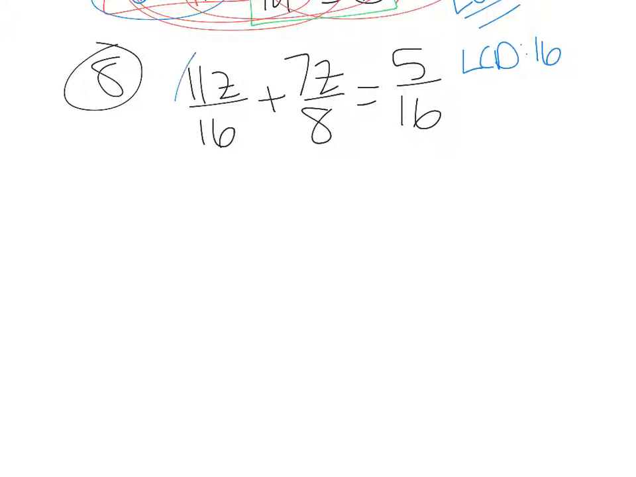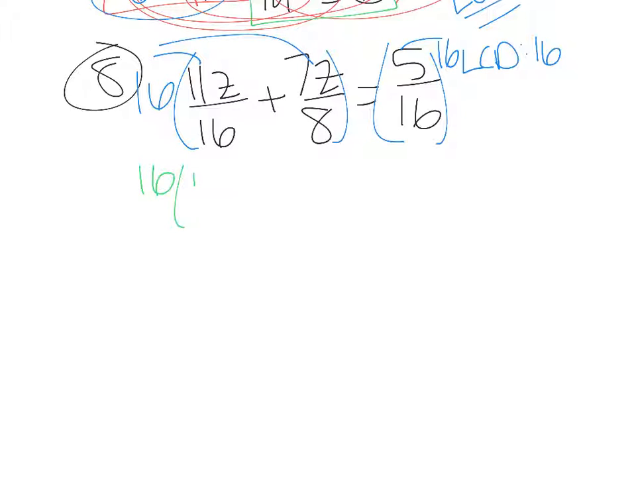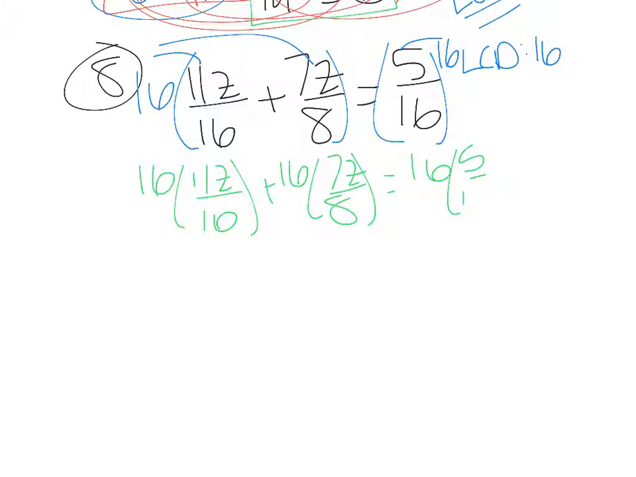So this is the number that I'm going to multiply both sides of my equation by. We're going to multiply everything by 16. And remember, when we do this, what we're really doing is distributing that 16. So I have 16 times 11z over 16 plus 16 times 7z over 8 equals 16 times 5 over 16. And then when I go back and cancel out all my denominators, I should end up with no fractions.